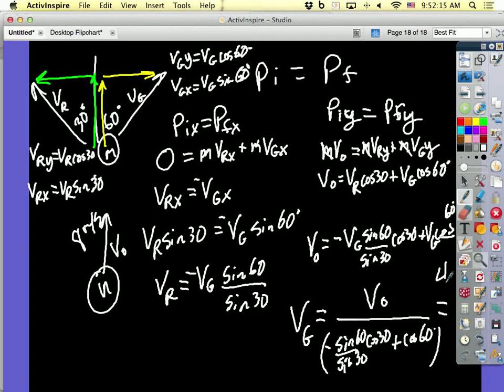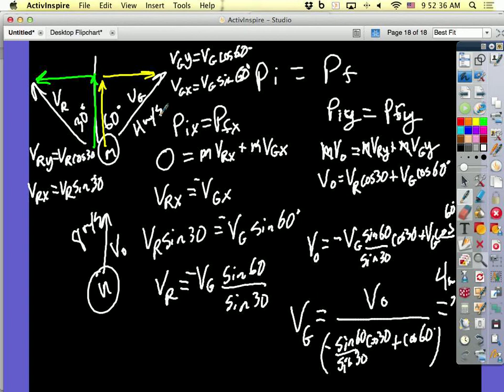So I got this answer as being 4 meters per second. So VG is 4 meters per second. You just say about 2? No, I said I got this junk under here to be about 2. Okay. And then that 8 divided by 2 gives me 4.